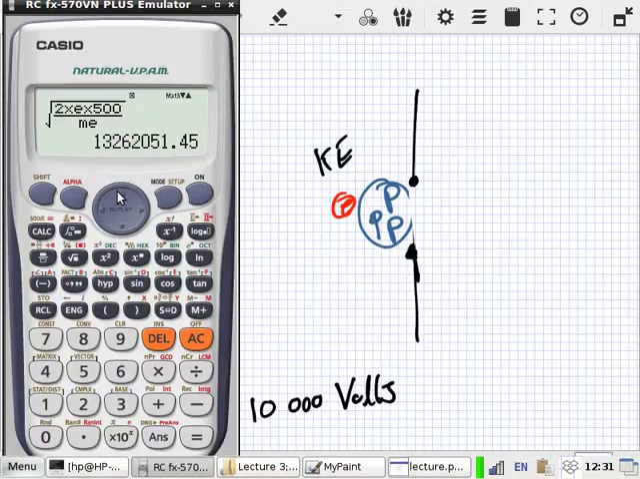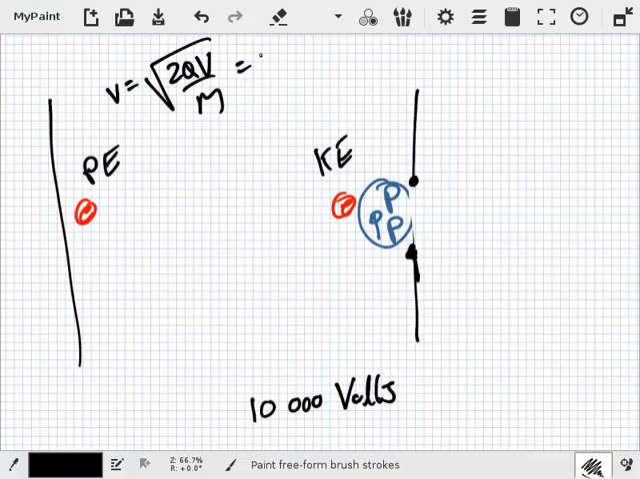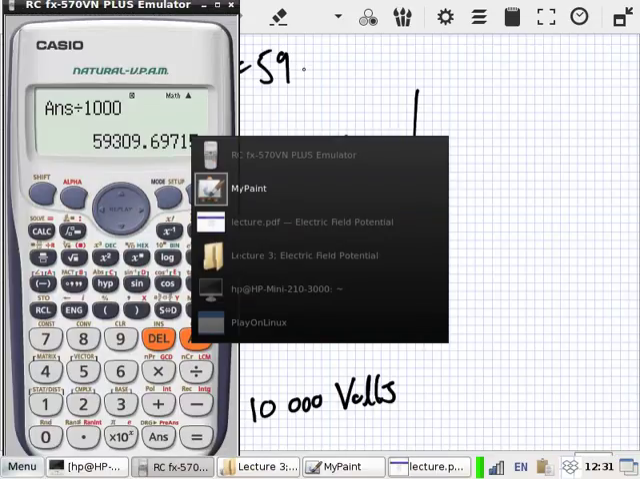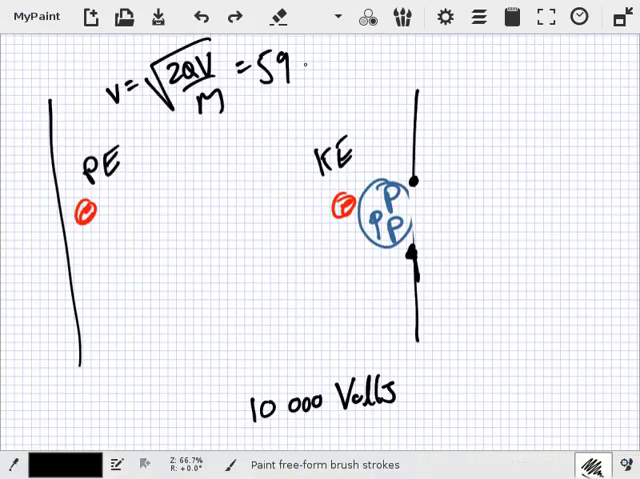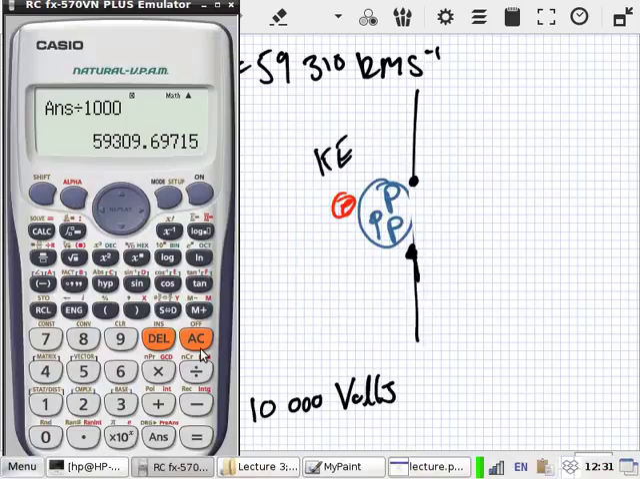What's the only difference here? The voltage is now 10,000. So, woo, fast. Alright, shift, store A. So, what's that? That's 59,310 kilometers per second, which I have on my calculator as A.